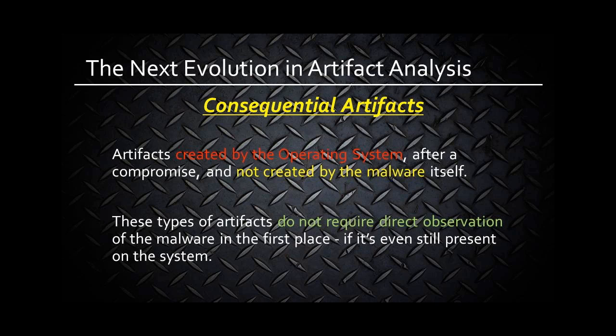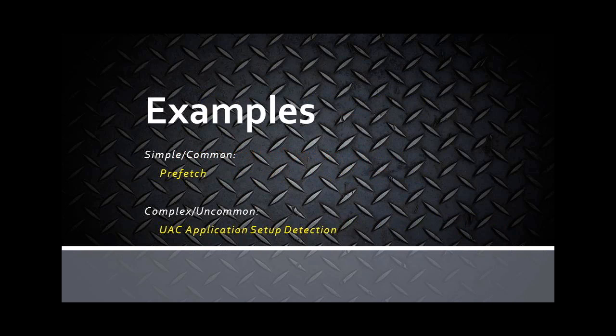So we're going to look at two examples here. The first one's a very simple example and very common. If there's anyone on this call who's done incident response or forensics for any length of time, you've definitely dealt with prefetch files. The second one we're going to look at is a really fun one. It's UAC application setup detection.